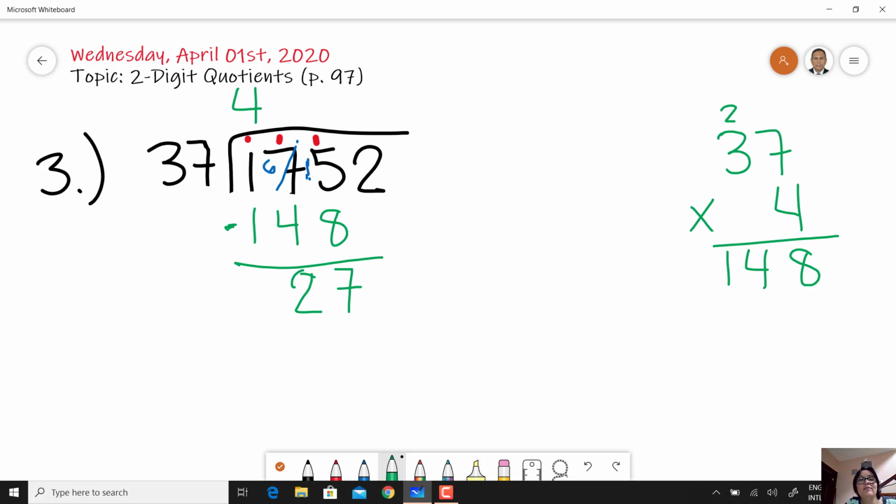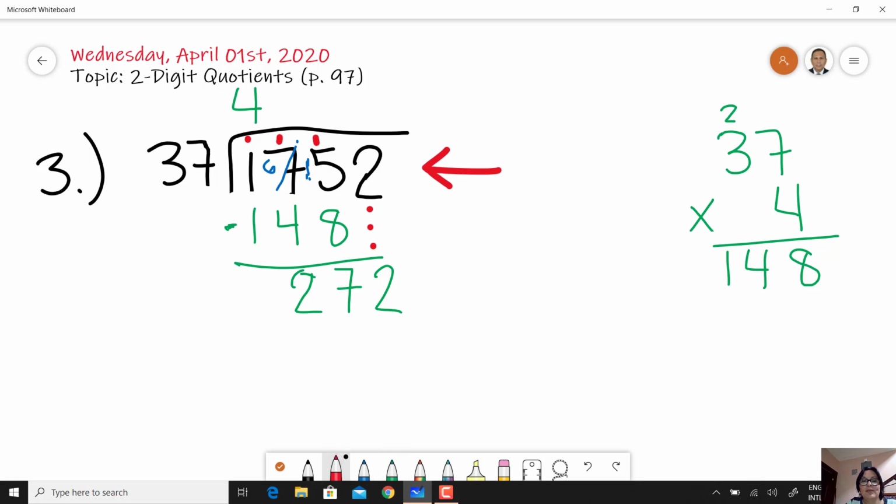So can we continue dividing, or that one is the remainder? No, we have to continue dividing, because in the dividend we have number 2 that we haven't used. So what do we have to do with number 2? To bring number 2 down, okay? So we are going to take number 2 down, and we are going to have 272 divided by 37.